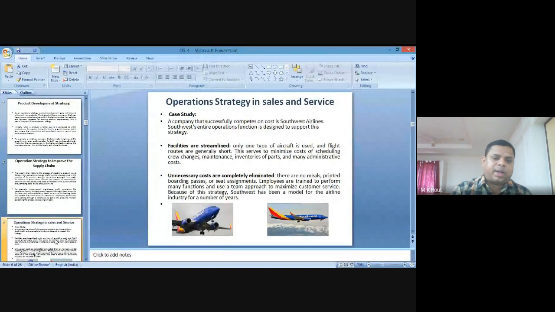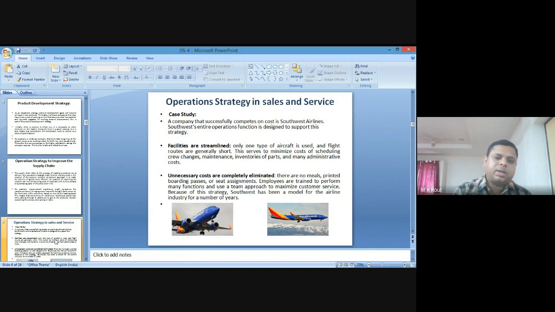Moving to the next point, unnecessary costs are completely eliminated by Southwest Airlines. What are the unnecessary costs? There are no meals, no printed boarding passes, and no seat assignments. Employees are trained to perform many functions and use a team approach to maximize customer service. Whenever you travel by Air India, at least two to three air hostesses receive you. They guide you towards your seat after seeing your boarding pass.